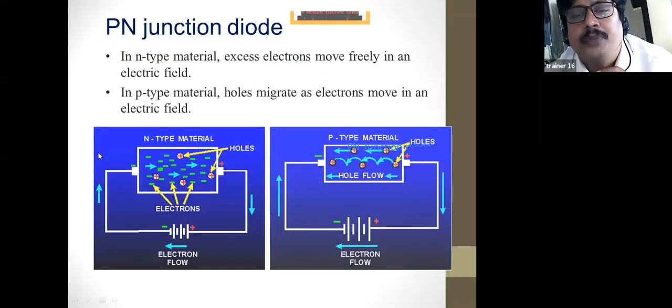Now we'll discuss the PN junction diode. In N type material, see here, all of you know N type material, right? And P type material. See here, N type means excess electrons. Majority carriers are electrons. Excess electrons move freely in an electric field, whereas in the P type material, the holes migrate as electrons move in an electric field. That means holes will migrate into electrons.